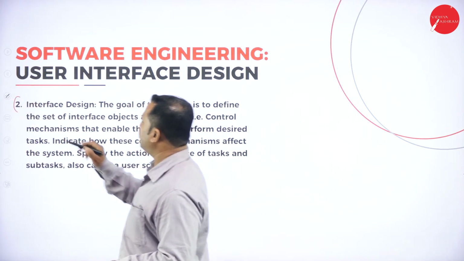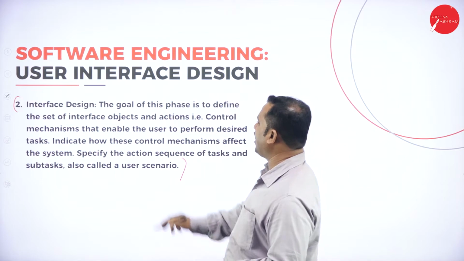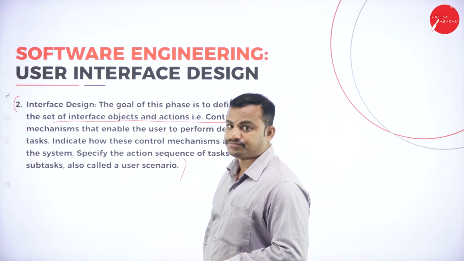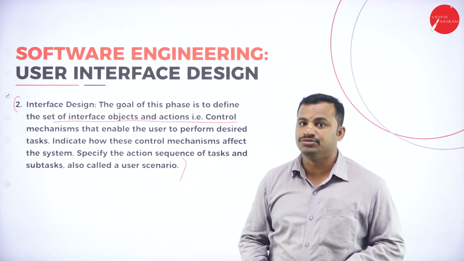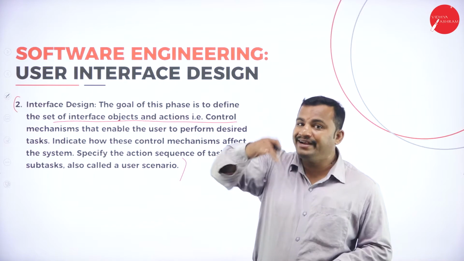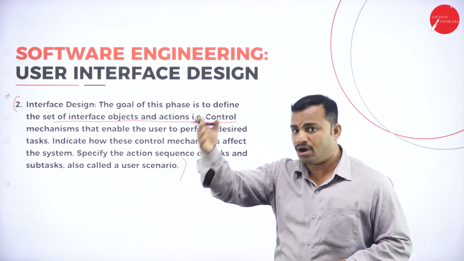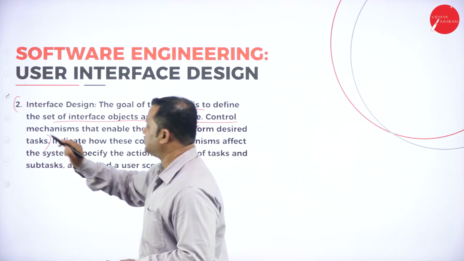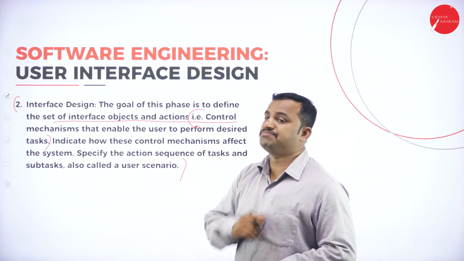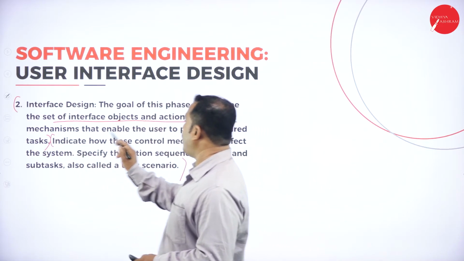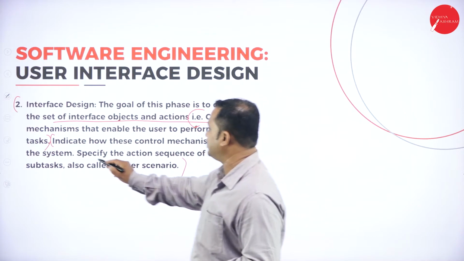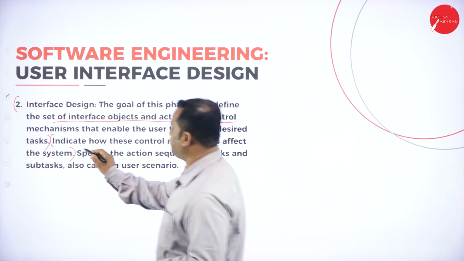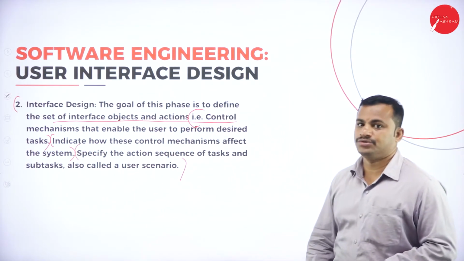Second, in the case of phase 2, interface design, the goal of this phase is to design the set of interface objects and actions. What is the event generated by the user? How are the generated events handled by the event handlers? All those tasks are controlled and monitored by the system for validation purposes. If that is the case, indicate how these control mechanisms affect the system. Specify the action sequence of the tasks and subtasks, also called a user scenario.